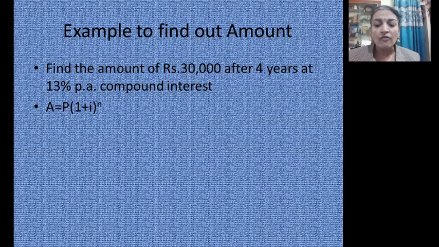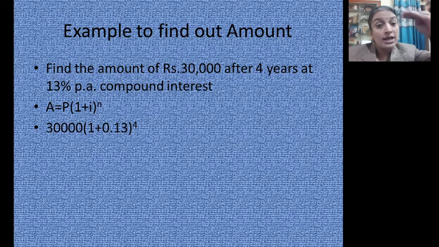First I am writing the formula of compound interest. Here interest cannot be calculated directly, therefore we have to go with the formula of amount. Amount minus principal is the interest, isn't it? Here we have to find the amount. What is asked? Amount is asked. What is given? 30,000. It is the principal. So 30,000 is the principal here.